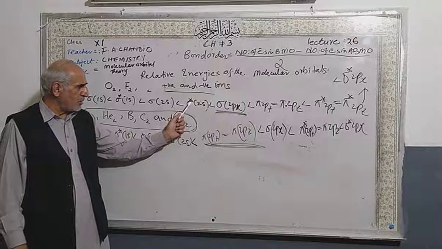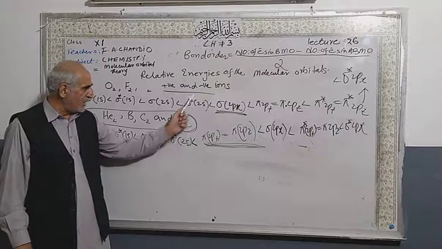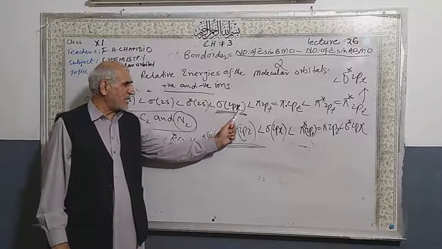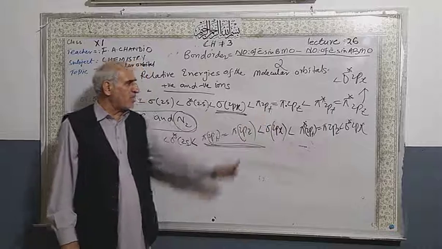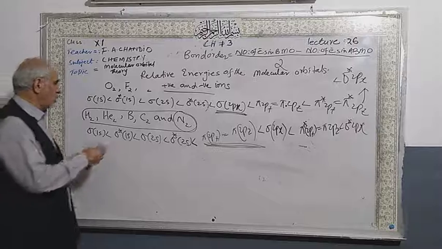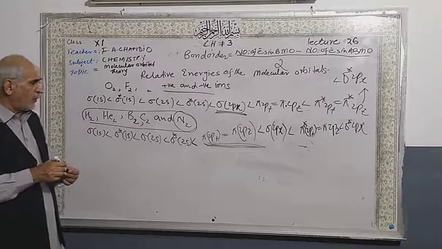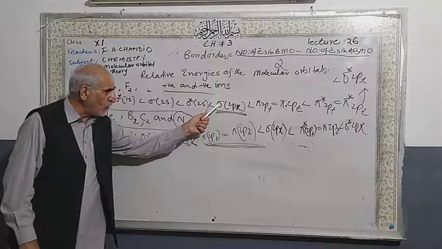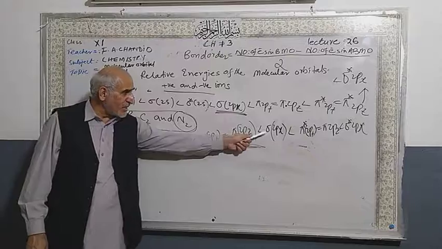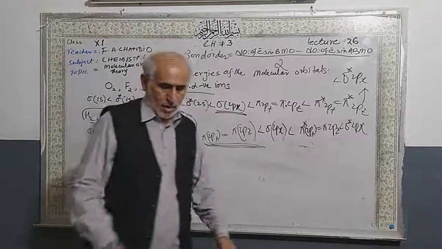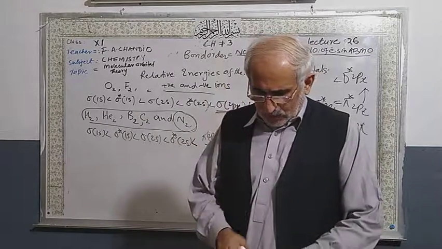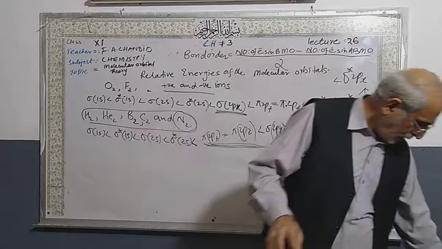After filling sigma star 2s, in the case of oxygen and fluorine, fill sigma 2px, then pi 2py, pi 2pz. But in the case of hydrogen molecule, helium, boron molecule, carbon molecule and nitrogen molecule, this is the difference. Don't fill sigma 2px, directly fill pi 2py and pi 2pz, then sigma 2px. So this is the difference you have to write here in your book.